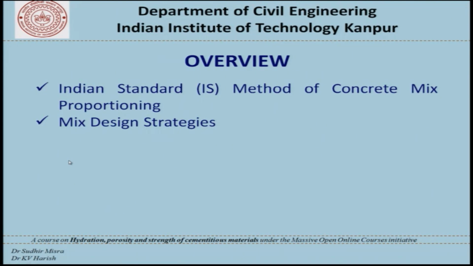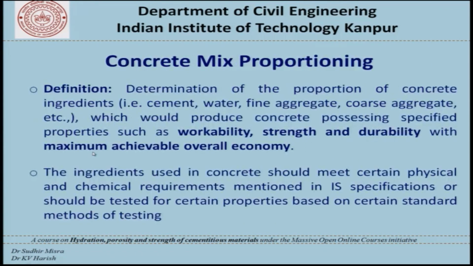Overview. Today we will deal with two topics: the Indian Standard method of concrete mixture proportioning and mix design strategies. The definition of concrete mixture proportioning from IS is as follows: determination of the proportion of concrete ingredients, that is cement, water, fine aggregate, coarse aggregate, etc., which would produce concrete possessing specific properties such as workability, strength and durability with maximum achievable economy.